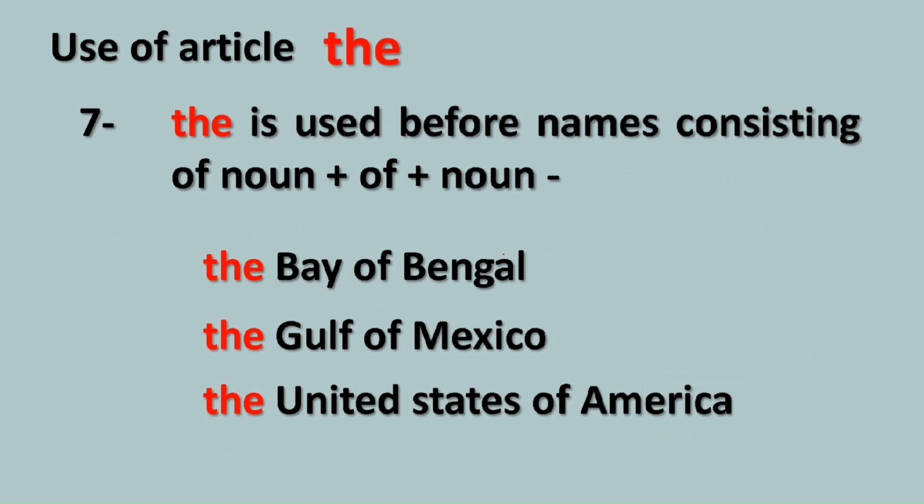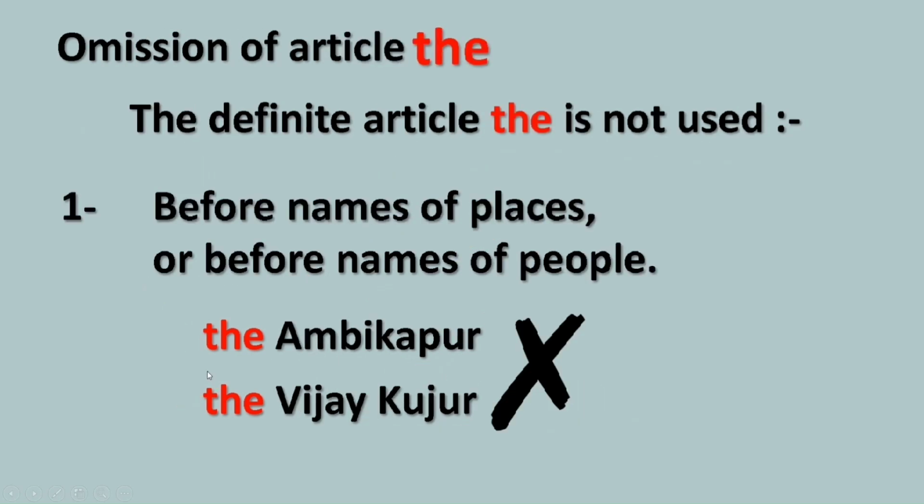Similarly, the is used before names consisting of noun plus of plus noun. Bay of Bengal. Bay is noun. Bengal is noun. And in between both the nouns there is of. Similarly, Gulf is noun. Mexico is noun. And in between both the nouns there is of. United States, this is noun, and America is noun, and this is of. So in this type of constructions, the article is to be used.